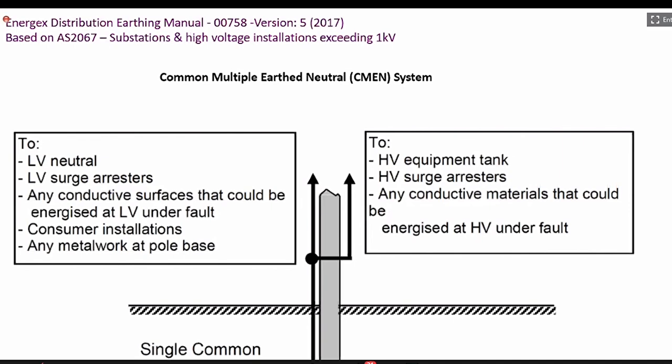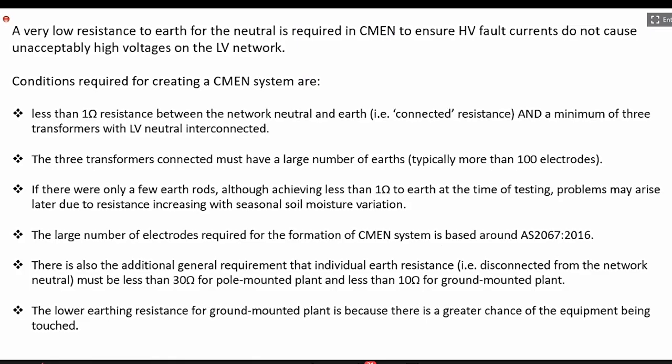In order to follow this arrangement according to the Australian standards, you have to fulfill many conditions. First thing is a very low resistance to earth for the neutral is required, to ensure HV fault currents do not cause unacceptably high voltages on the LV network. Hope that you understand it. Conditions required for creating a common earthing system are: how low? The Australian standards say less than 1 ohm resistance between the network neutral and earth.